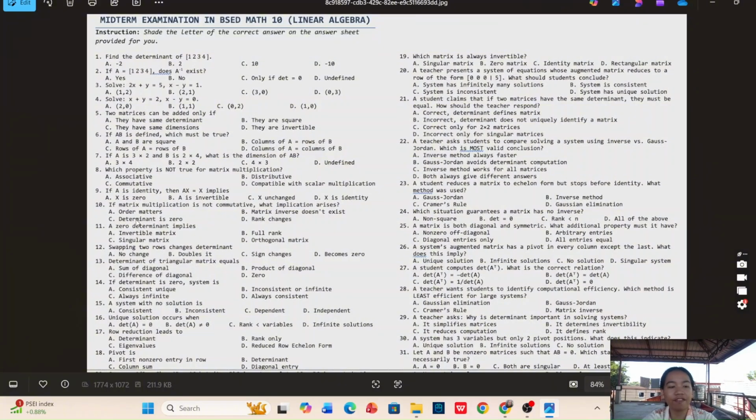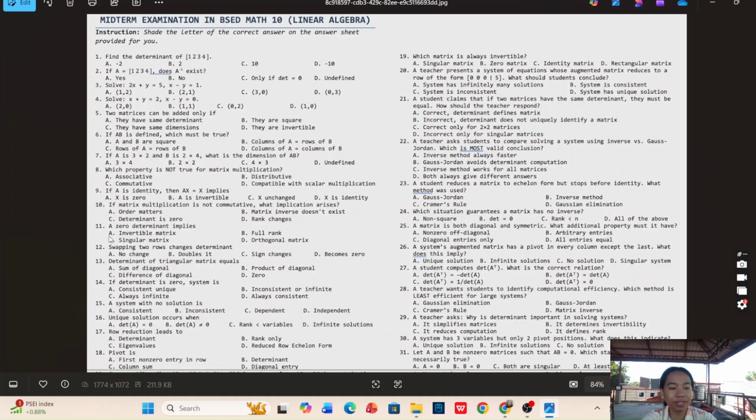Number 10 question. If matrix multiplication is not commutative, what implication arises? The correct answer for number 10 is letter A, which means order matters. Because matrix multiplication is not commutative, the order of multiplication matters. So the answer is letter A.